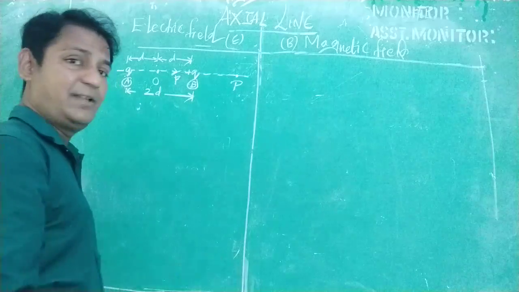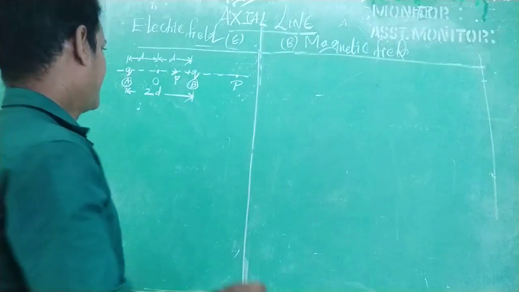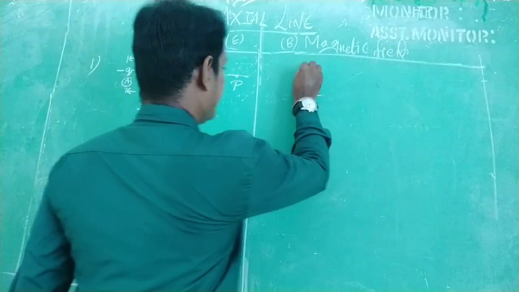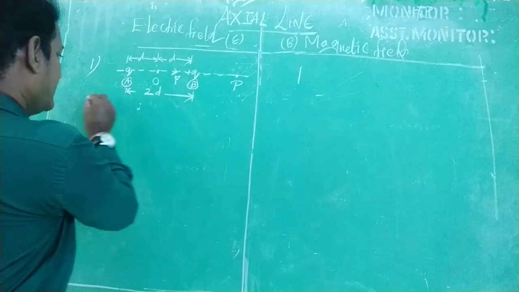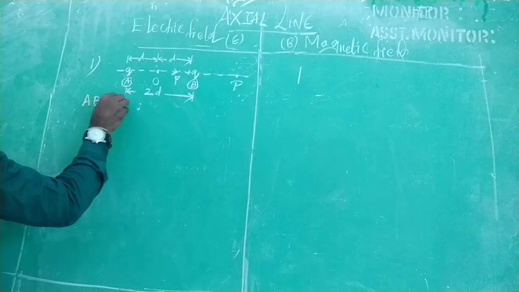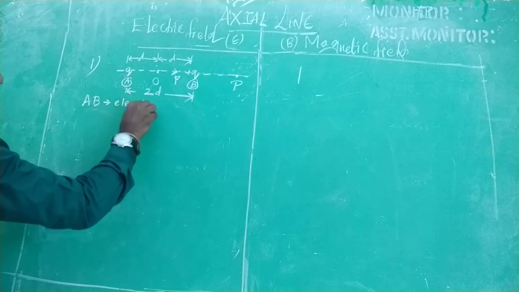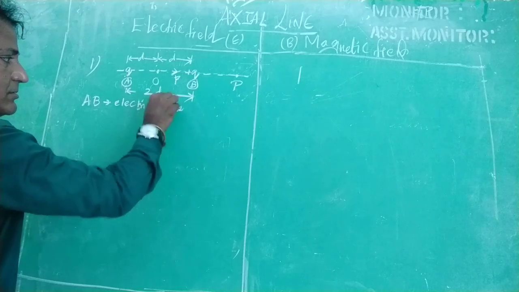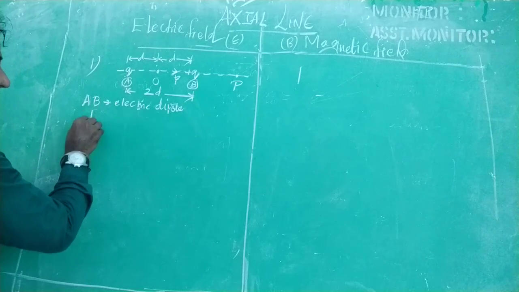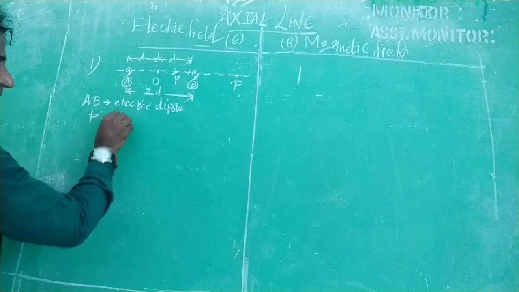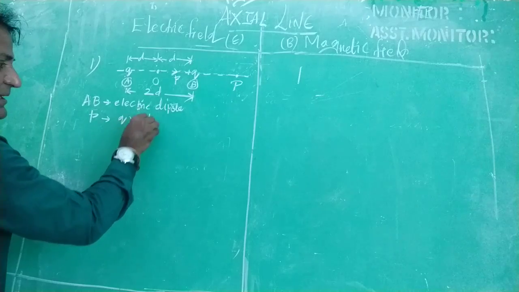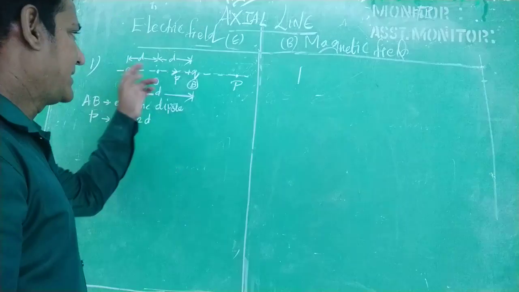Now, let's move on to the magnetic field diagram. Here, AB is called the electric dipole, and the electric dipole moment formula is any one of the charges times the distance between the two charges, minus Q and plus Q.